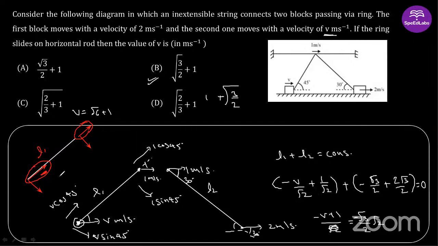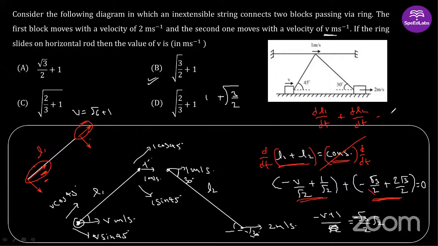So negative of this, positive of this, and the same thing I did for L2 also. And the rate at which the total length is changing must be 0, because a constant has a differentiation of 0. If you differentiate this thing, what do you get? This thing is 0, the differentiation of a constant, and this is dL1 by dt, the rate of change in L1, which is basically this. And the second term is dL2 by dt, the rate of change in L2, which is basically this thing, and is equal to 0.